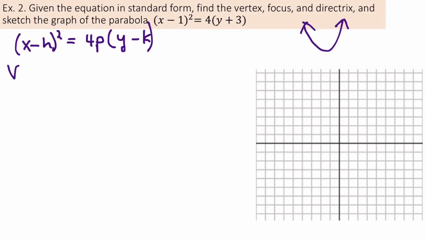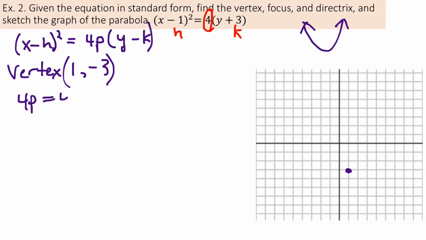So first I'm going to write my vertex. From my given equation, this is going to be where I get my h, and this is going to be where I get my k. So opposite sign, I'm going to have 1 and then negative 3. So I can put that on there, 1, negative 3. Here's my vertex here. All right, so then I go ahead and I look at my 4p number right here. So that says 4p is equal to 4. So that must mean p is equal to 4 divided by 4. P is equal to 1.